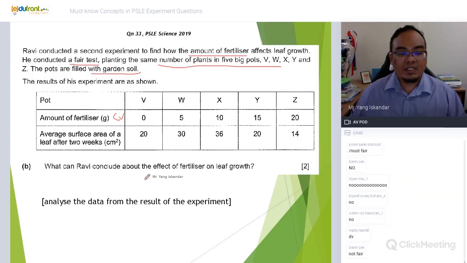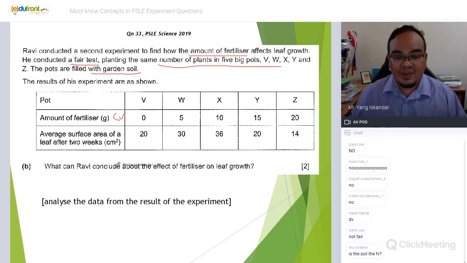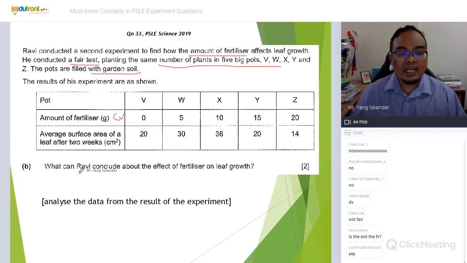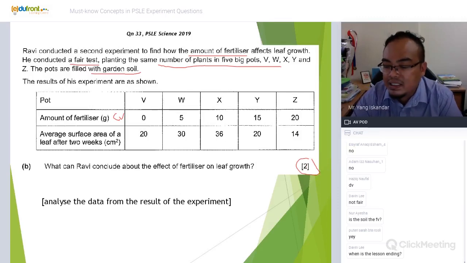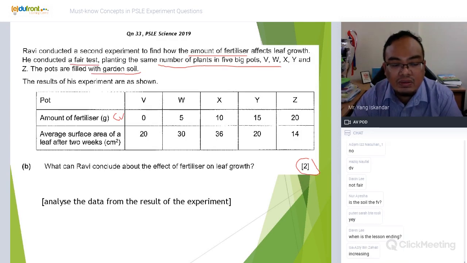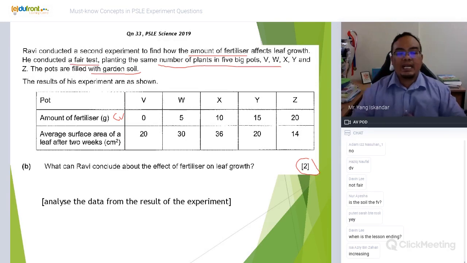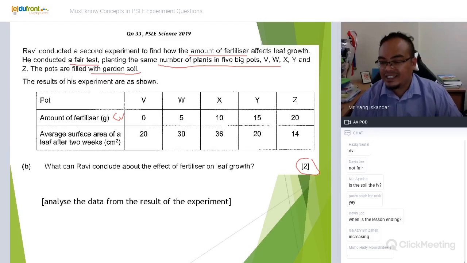All right. Now this question is what we call a relationship question. They ask you, what can Ravi conclude about the effect of fertilizers on the leaf growth? Basically, they ask you to conclude. They ask you to analyze the data. And remember, it's a 2-mark question. Now, can you all answer? Please write down your answer here. They ask you to analyze the data from the result of the experiment. What can Ravi conclude about the effect of fertilizers on the leaf growth?